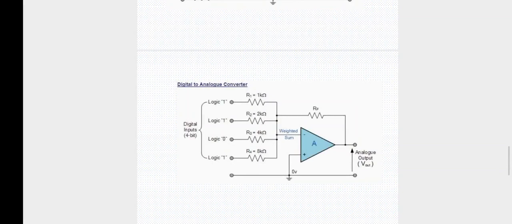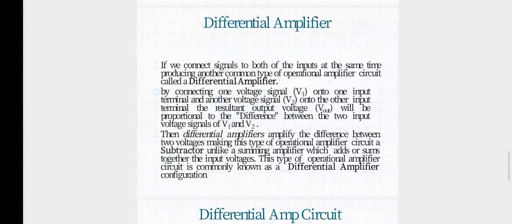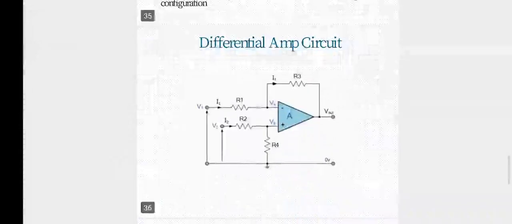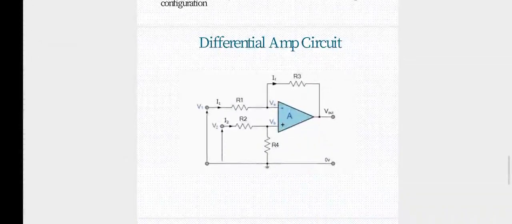So we connect two different inputs, and the output is either the sum or the difference of the two inputs. It's generally called the differential amplifier. This is the differential amplifier circuit. From the diagram you can see VA is one supply voltage and VB is another supply voltage. We give two supplies and take the output.